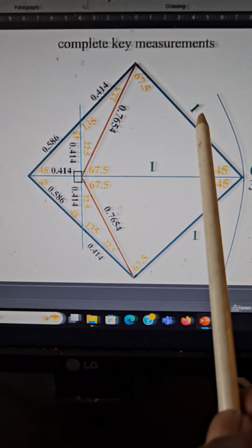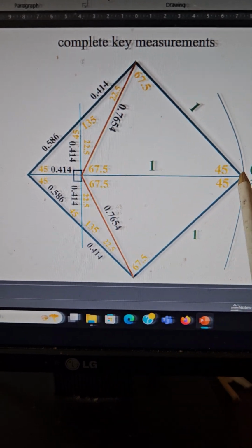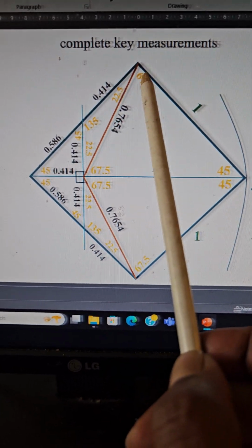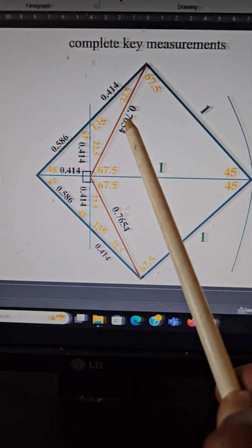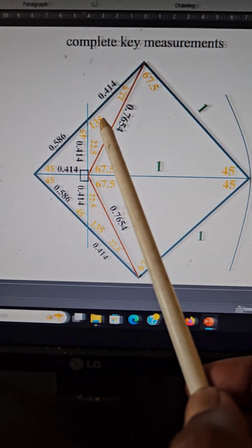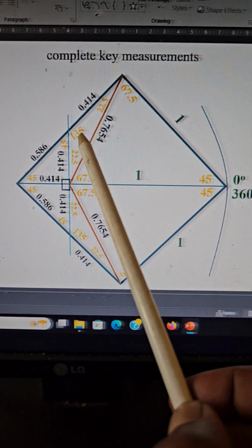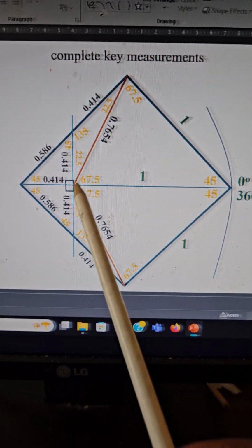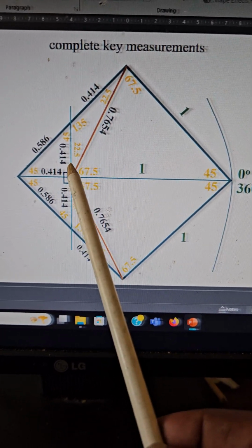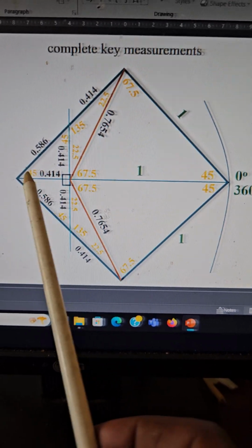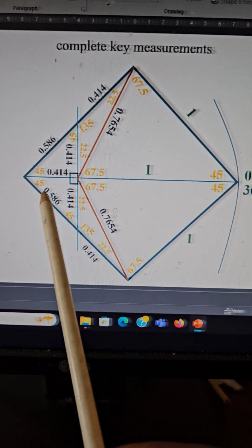You use a spreadsheet and you calculate at 0 degrees, and you can see it getting shorter and shorter. And here it would be 0.7654. This is 13.5 degrees, 22.5, 22.5 again. And this would be 0.414. So then you use a spreadsheet.